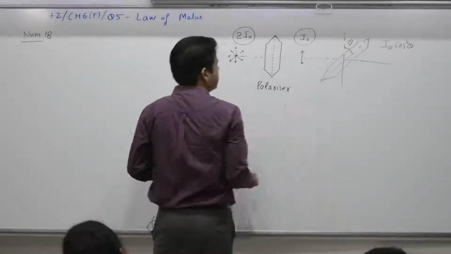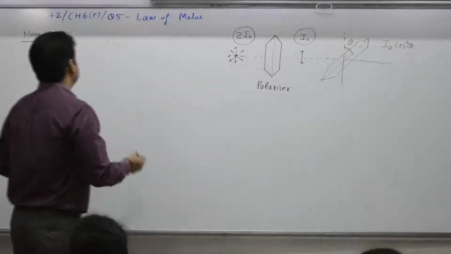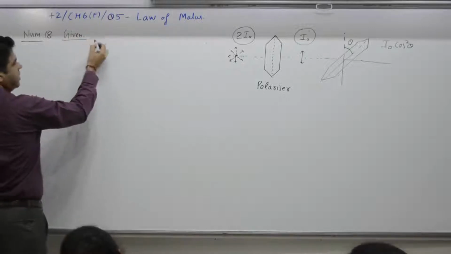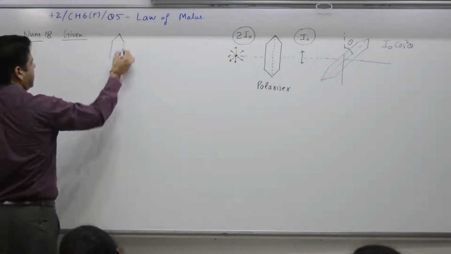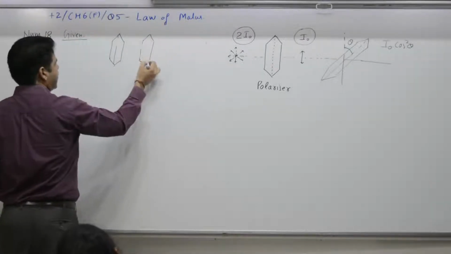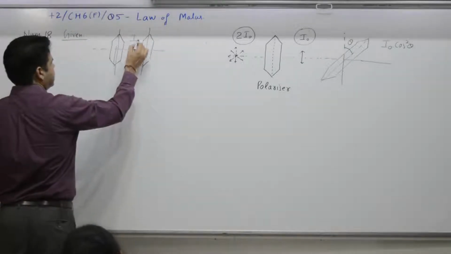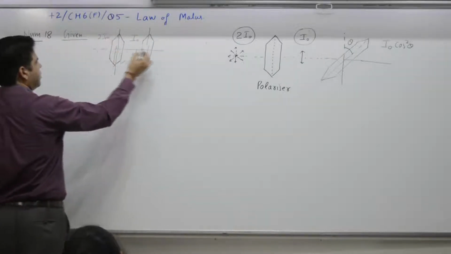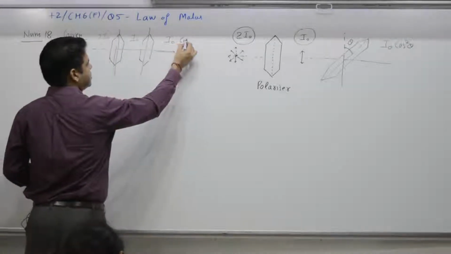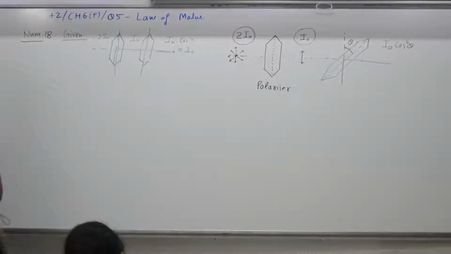Initial status is what? Theta is 0. Initial status, it is given: the other one is parallel. Angle between the two is 0. So this intensity is I naught, this is 2 I naught. Here what you get is I naught into cos square 0, which is I naught. This is given.